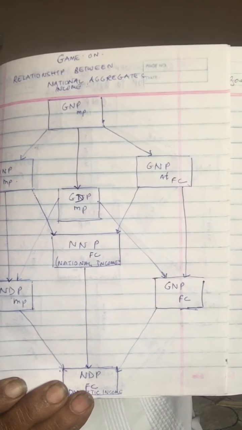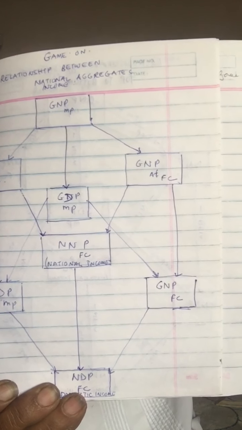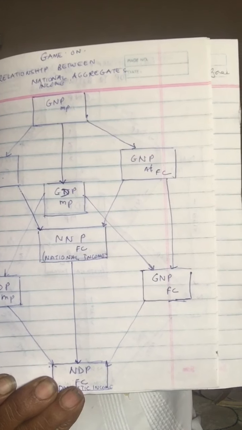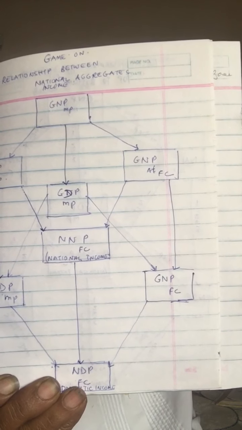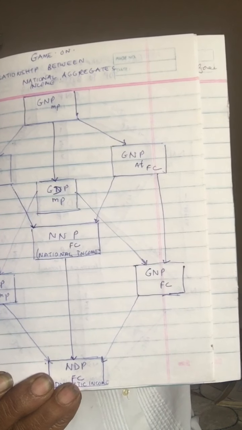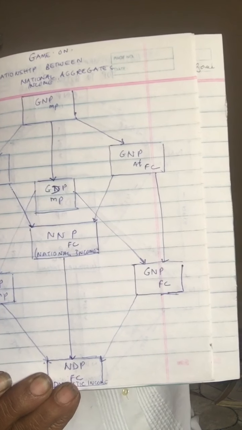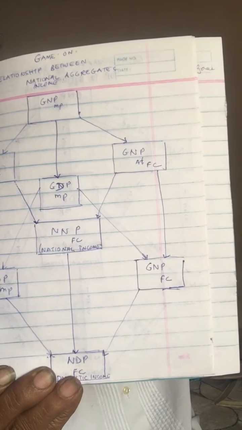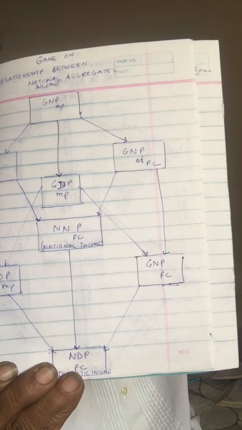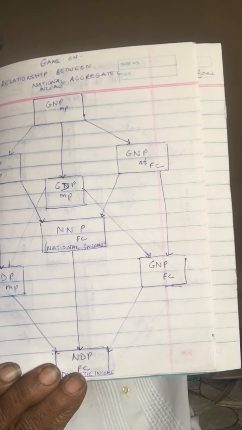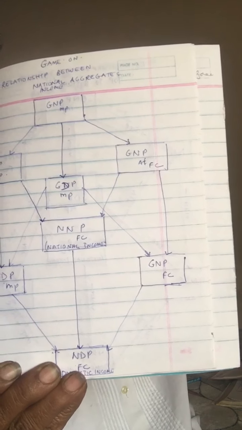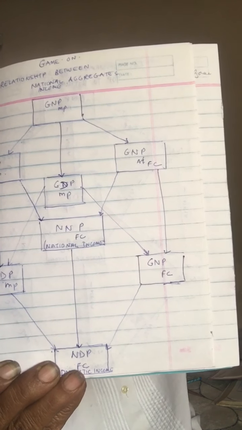Alright, I'll give you an example. I've made gross national product at market price, and on the right side you will say gross national product at factor cost. Then to the other side we have net national product at market price. Just below gross national product at market price we have GDP at MP, that is gross domestic product at market price. Then there are 2 arrows leading to gross domestic product at factor cost, and then you have net domestic product at market price, and just below net national product at factor cost we have the net domestic product at factor cost.